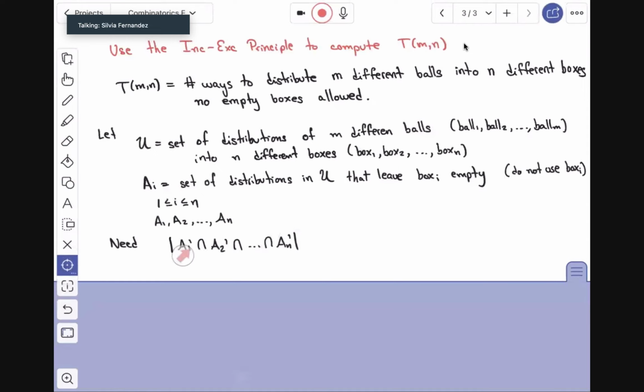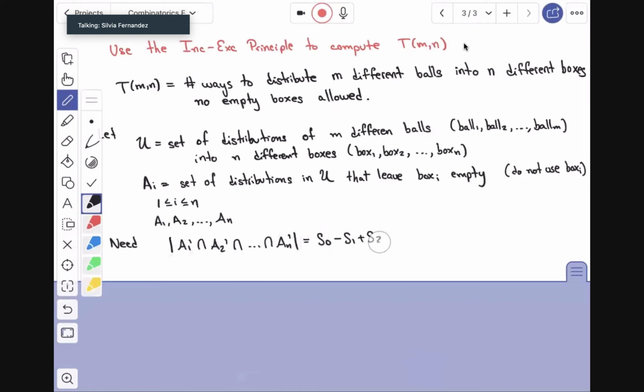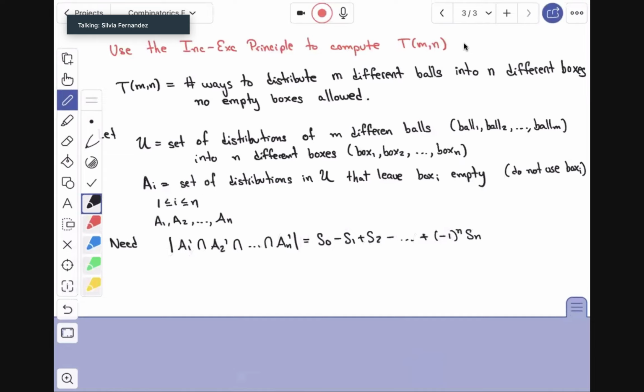Because we don't want empty boxes. The ones in A1 fail because they don't use box 1. The ones in A2 fail because they don't use box 2, and so on. So all of those fail. That's why I want the complements, because the intersection of the complements are the ones that do not fail. And according to the inclusion-exclusion principle, that will be S0 minus S1 plus S2, and so on.